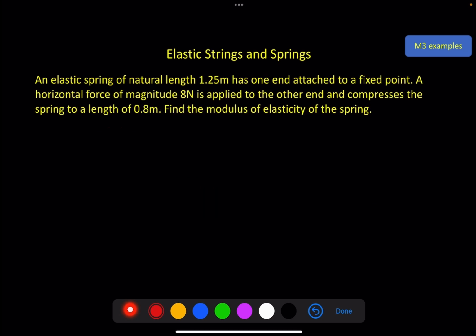Second example. An elastic spring of natural length 1.25 meters has one end attached to a fixed point. A horizontal force of magnitude 8 newtons is applied to the other end, so this is going this way, and compresses the spring to a length of 0.8 meters. So we've got 8 newtons being applied here, and the spring is fixed here, so that the spring compresses as this force is being applied. Remember, if this was a string, it would not compress, it would just go slack. Find the modulus of elasticity of the spring.